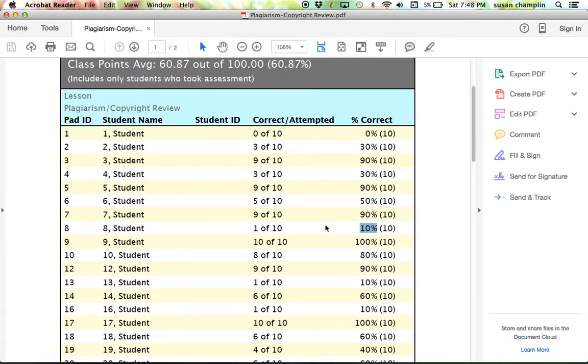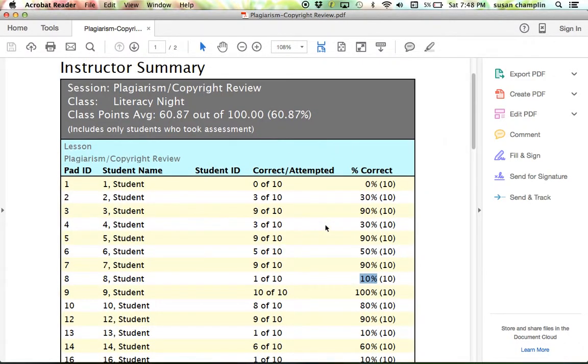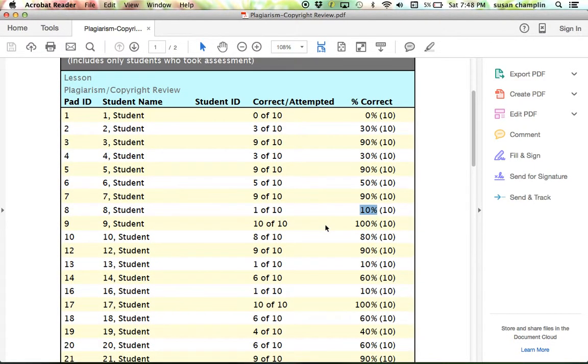So using the clickers is a great tool for formative assessment. Definitely something that I would like to do again, and that I would like to use more often because it was engaging for the students. They were excited as soon as they saw the bag of clickers.